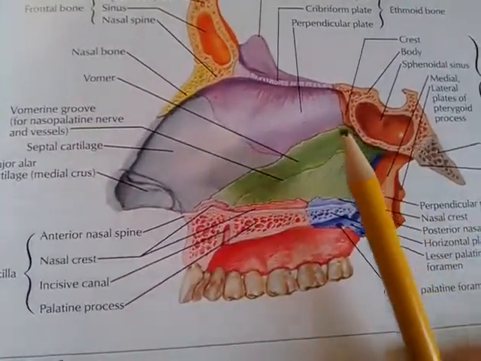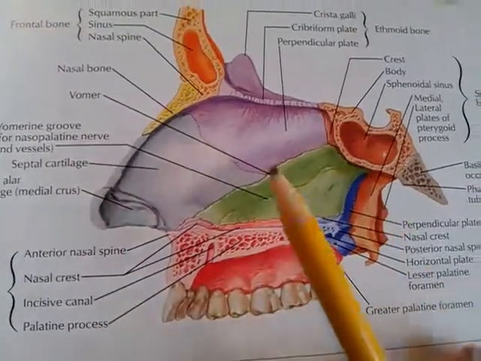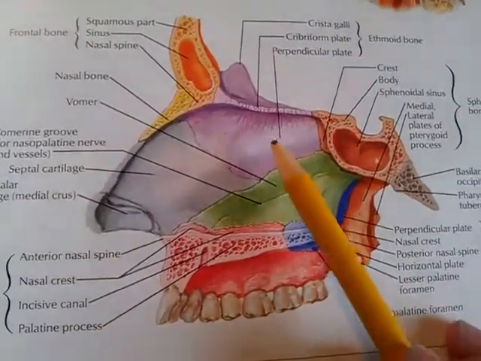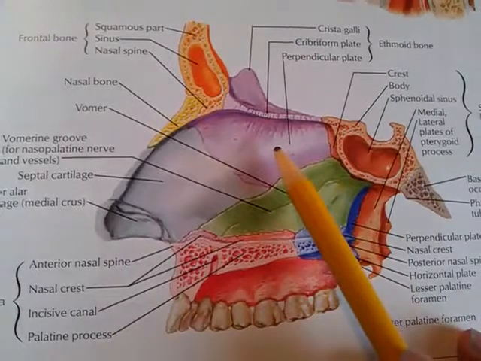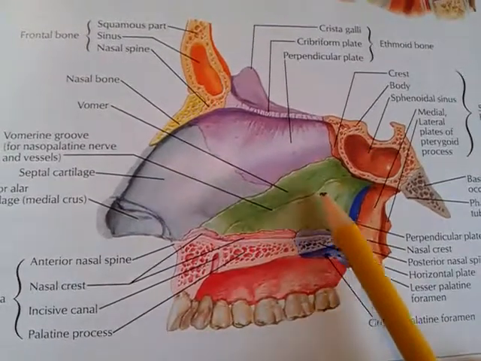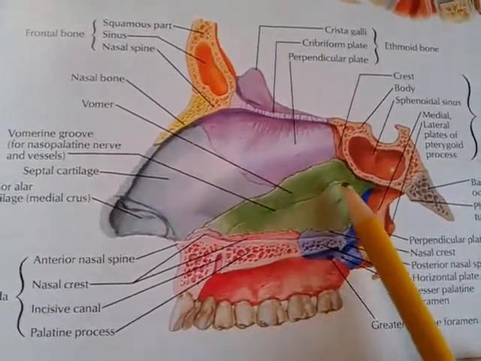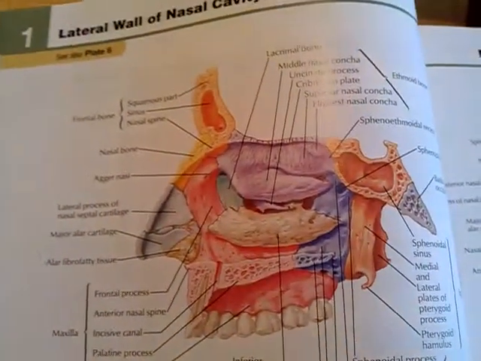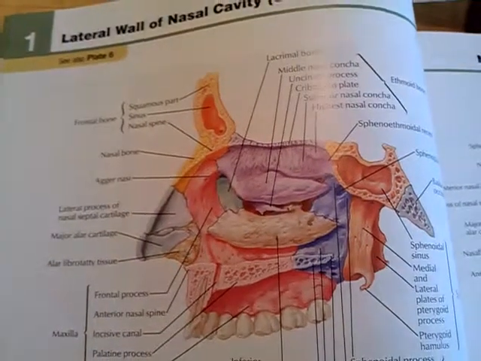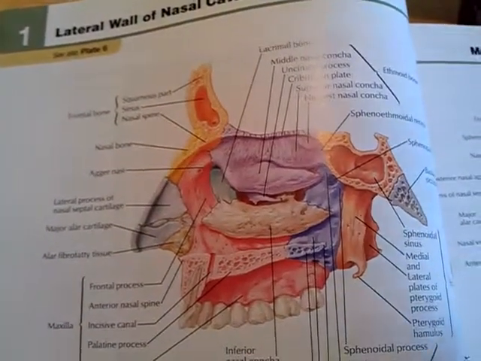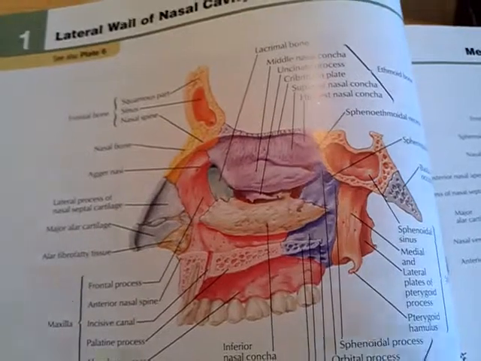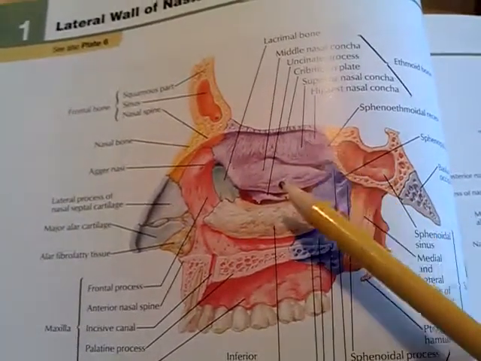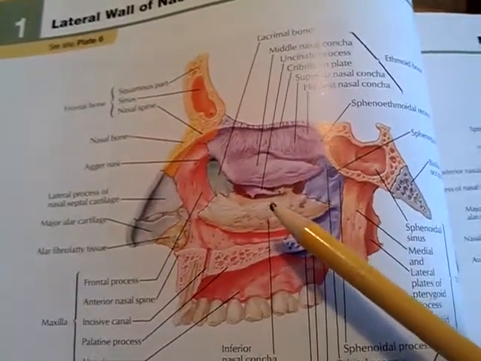The nasal septum is made up of the perpendicular plate of ethmoid bone and the vomer bone. You have structures inside the nose that are called nasal conchae. You have superior, middle, and inferior nasal conchae.